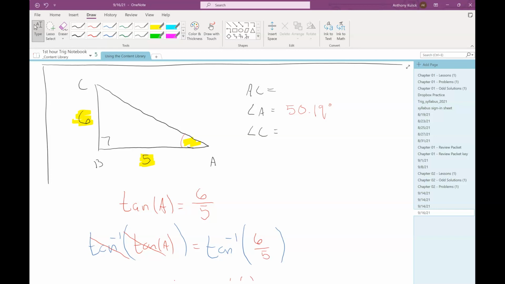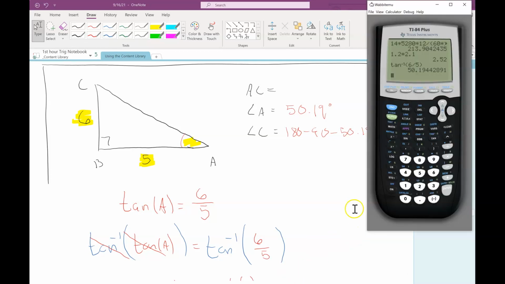What's angle B? 90. How many degrees are there in a triangle? 180. So angle C then just has to be 180 minus 90 minus 50.19. So we can get angle C without having to do really any trigonometry, right? We don't need to use sine, cosine, or tangent at all.